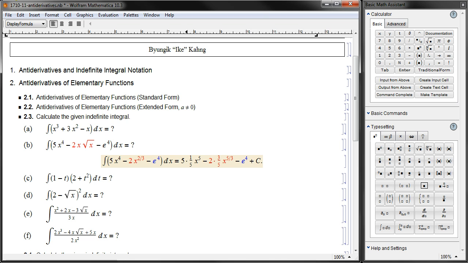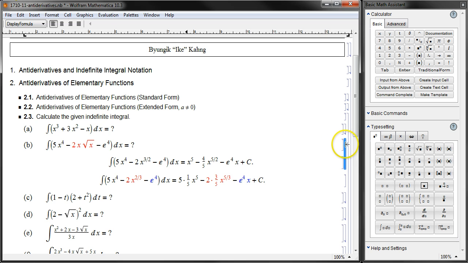So the antiderivative of a constant is the constant times x. So this x pops out here. You can simplify this a little bit. 5 times 1/5, and then this. If you do that, you're going to get this answer.